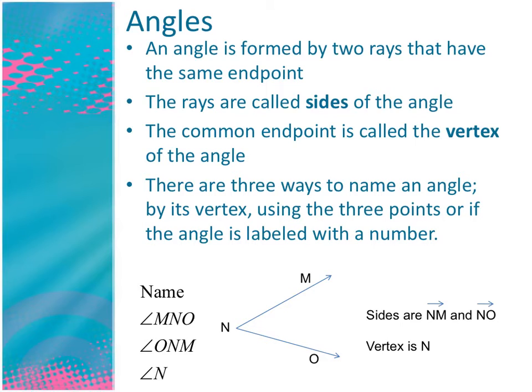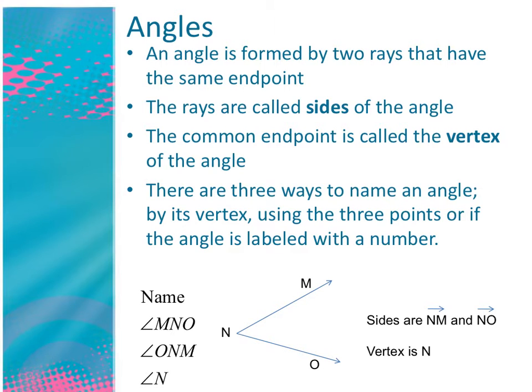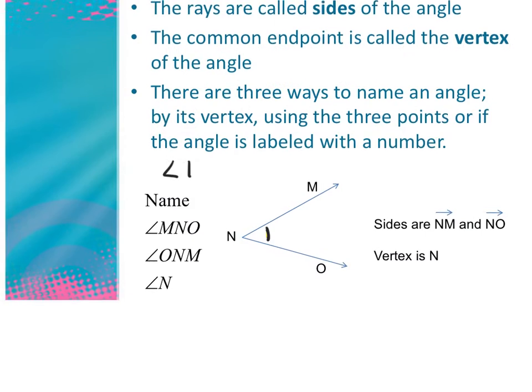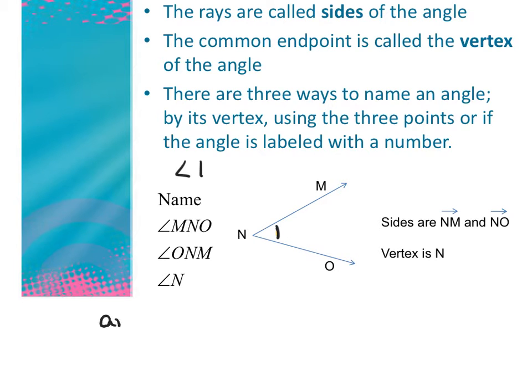There are three ways to name an angle. You can name it by its vertex, you could name it by the 3 points, or if your angle is labeled with a number. So let's say I put a little 1 in here. I could say that this is angle 1. Instead of having to write out the word angle, I can put the symbol that looks like an angle and then put whatever name I'm giving it. So you can name it with the vertex, so I could call it angle N. If there's a number inside here, I could call it angle 1.